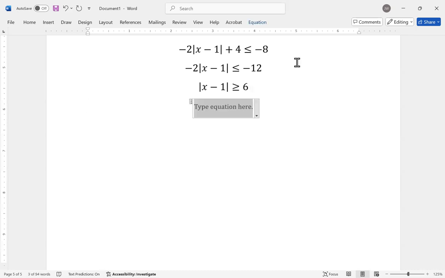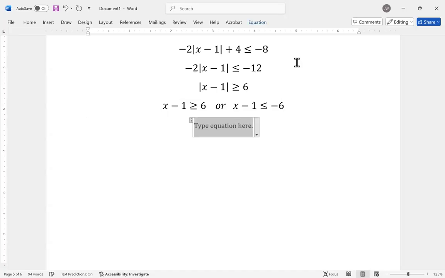Now I can separate this into two equations. X minus 1 could be greater than or equal to 6, or x minus 1 could be less than or equal to -6. Adding 1 to both sides gives me that x is greater than or equal to 7, or x is less than or equal to -5.